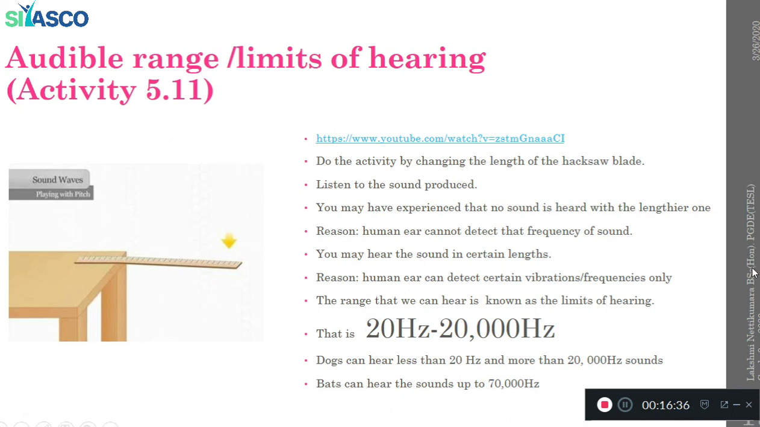Every organism has a unique audible range. For humans, it is 20 Hz to 20,000 Hz. We cannot hear sounds with less than 20 Hz or more than 20,000 Hz. Even though we cannot hear below 20 Hz, dogs can hear less than 20 Hz. And bats can hear sounds with higher frequencies.